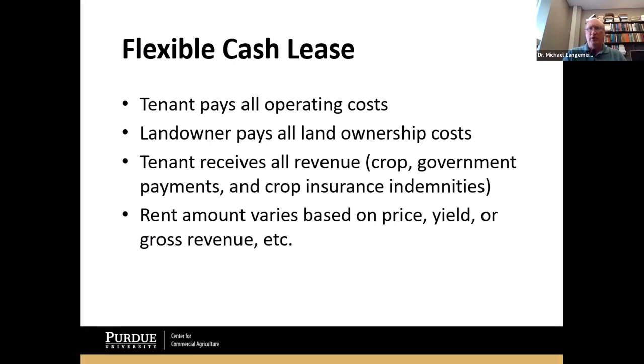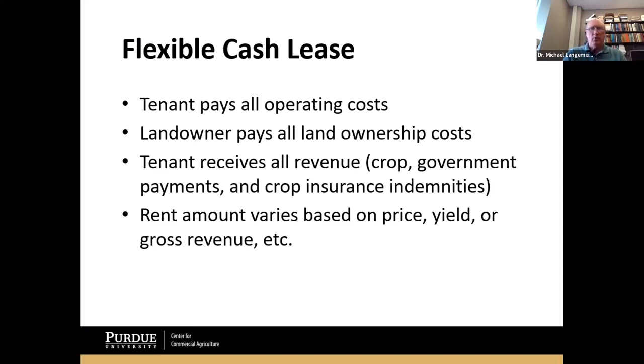But here the tenant pays all operating costs, just like a cash lease. Landowner pays all land ownership costs, just like a cash lease. Tenant receives all the revenue. That's initially, before we pay any bonuses. So the tenant receives all the revenue from the three different sources. And then some of that revenue is going to be shared, and I'm getting into that in the last point here. The rent is going to vary depending on the price, yield, or gross revenue. And as I indicated, it's typical now to vary depending on the gross revenue.